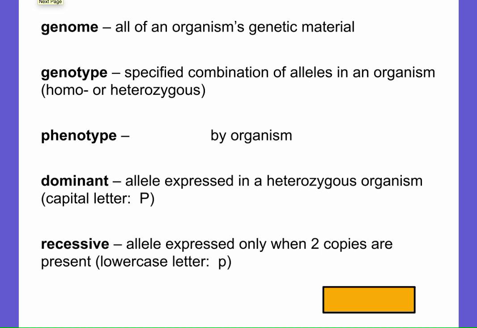Okay, the genome is all of an organism's genetic material combined, so all of your DNA combined is your genome. Genotype is a specified combination of alleles in an organism, whether it be homozygous or heterozygous, right? Knowing exactly what alleles you have is going to be kind of important. So different genotypes, again, you can be homozygous, have two of the same allele for two of those dominant alleles, as we'll see later, or you could be heterozygous, have two different alleles. Makes a pretty big difference.